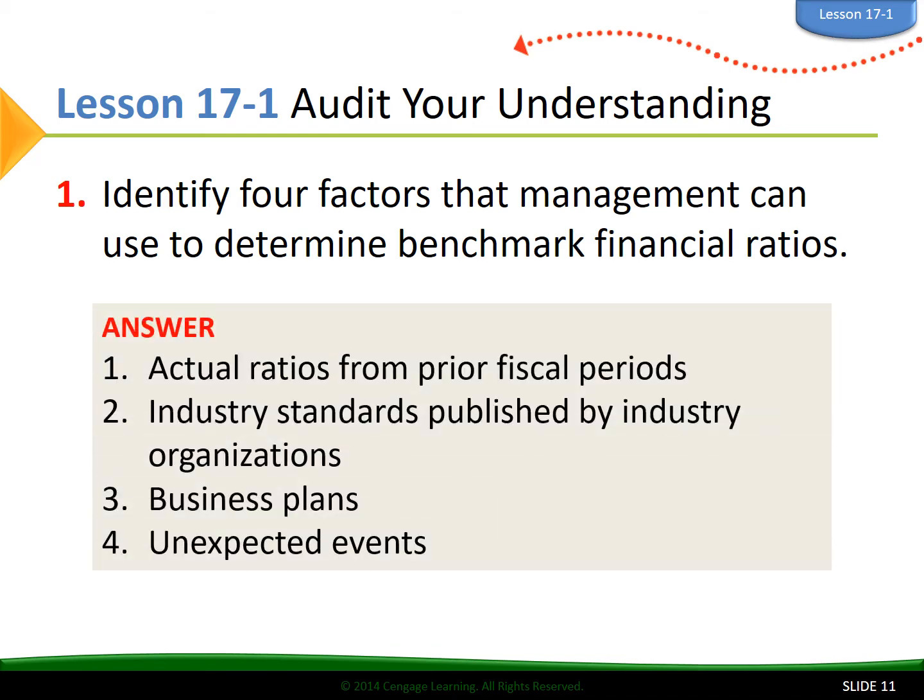Identify 4 factors that management can use to determine benchmark financial ratios. First, actual ratios from prior fiscal periods. Second, industry standards published by industry organizations. Third, business plans. Fourth, unexpected events like COVID.